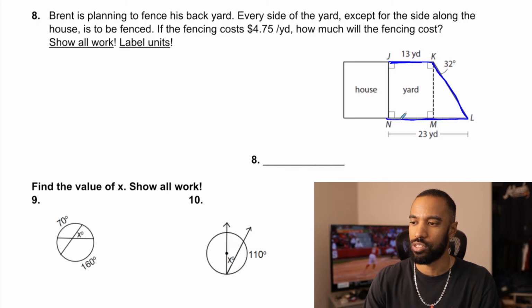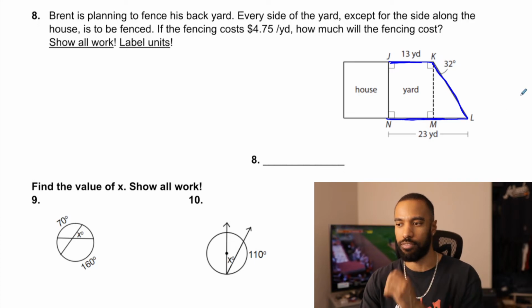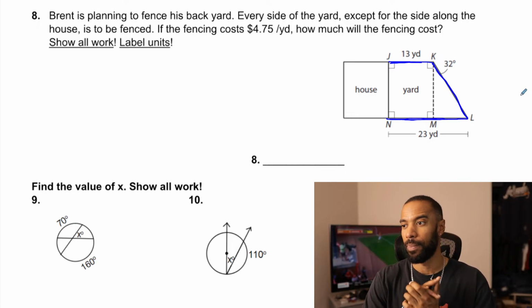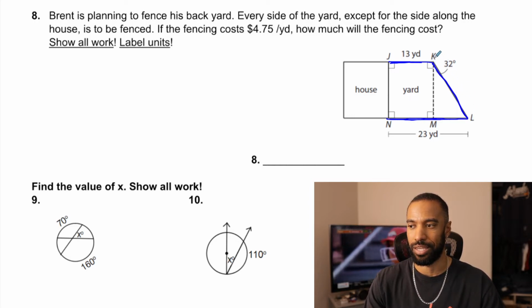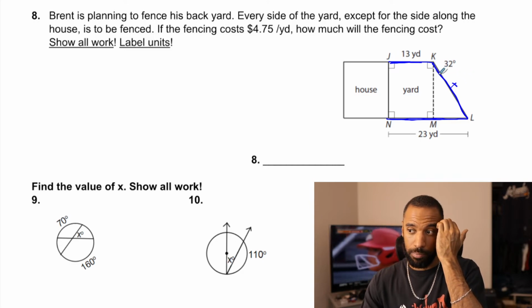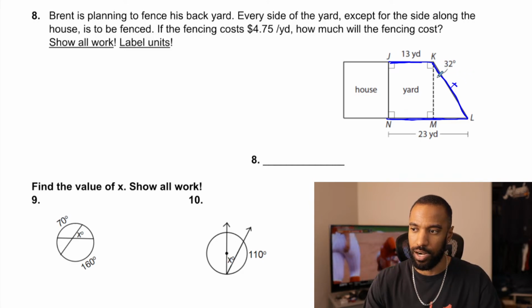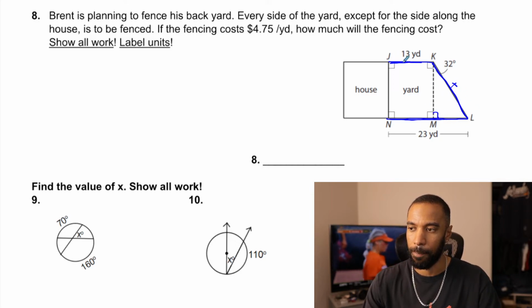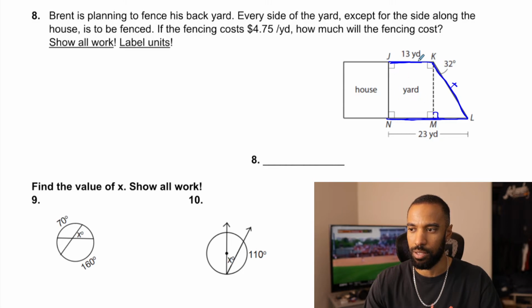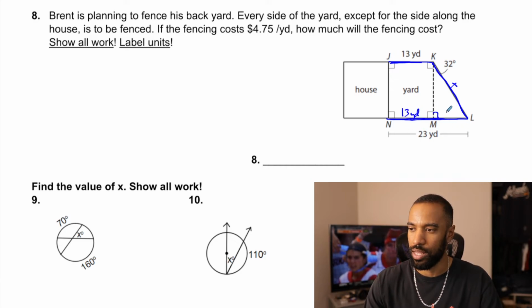To find out how much it costs, you've got to find out how many yards of fencing you need. We have the 13 here. We have the 23 here. We just need this length right here, this KL. I'll just call it an X. And we can use trig for that because we have a 32-degree angle measure right there, and we have a right triangle right here. What we need is another length inside here. Now, this is a rectangle. That means I don't know what these lengths are specifically, but I do know if this is 13, then so is this. And if that's 13 and the whole thing's 23, that makes this part 10.